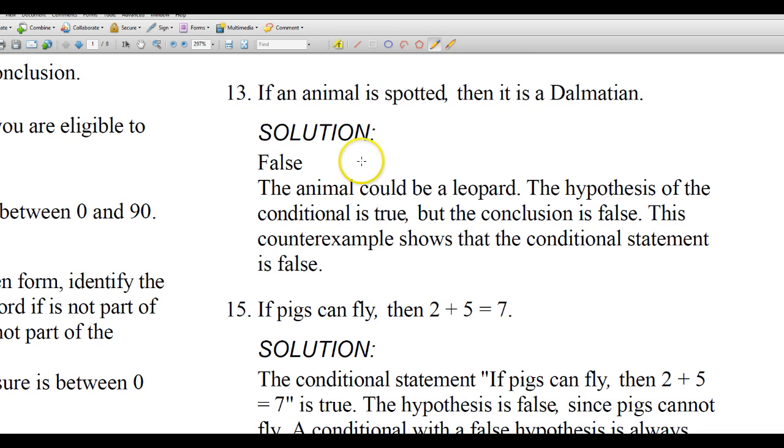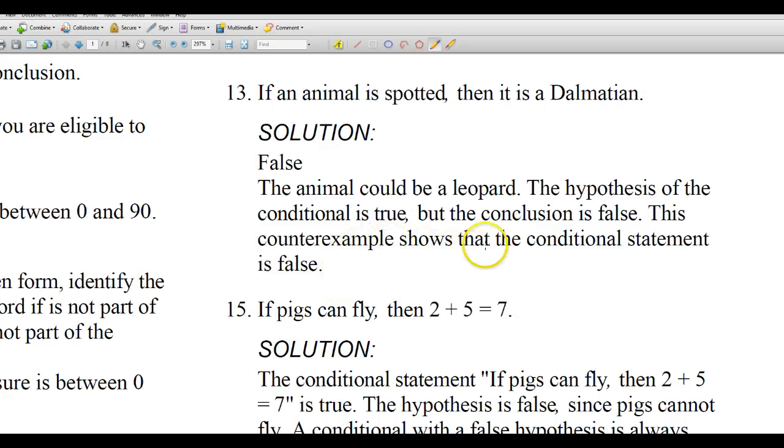Number 13, if an animal is spotted, then it is a Dalmatian. So, once again, this is false. The animal could be a leopard. The hypothesis of the conditional is true. So, the animal is spotted. So you have a spotted animal. That would just be a true statement. But the conclusion is false. So just because there's a spotted animal that you see does not mean that it's going to be a Dalmatian.